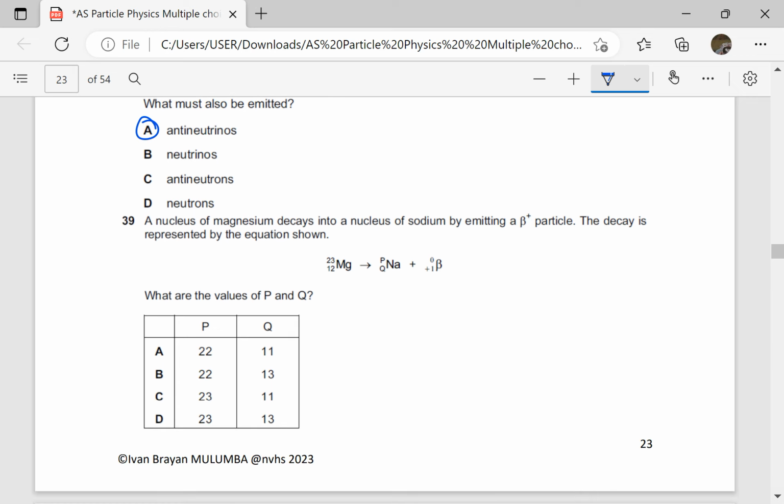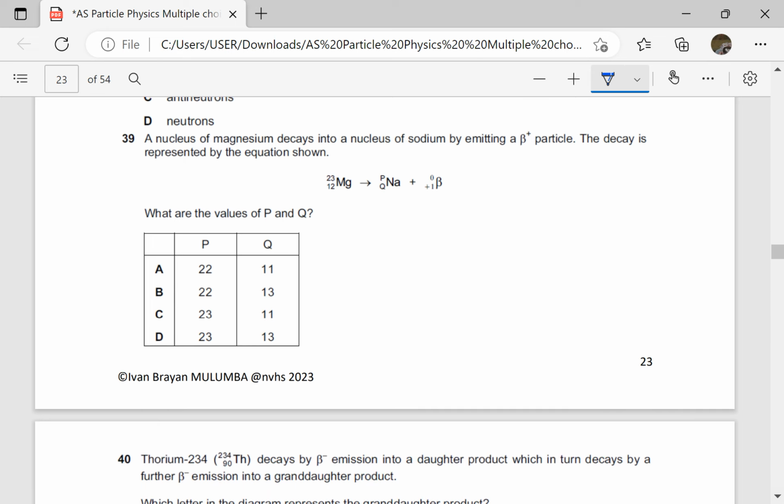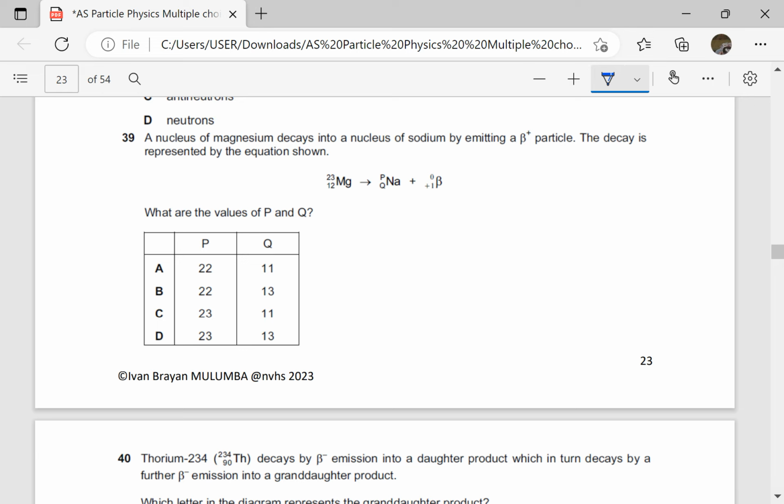A nucleus of magnesium decays into a nucleus of sodium by emitting a beta plus particle. The decay is represented by this equation here. What are the values of P and Q? We just balance. So on the left hand side we have 12 for protons, Q plus 1. So Q is going to be 11. We eliminate B and D. Then we remain with 23 equals P plus 0. So P is 23. So the answer is going to be C.